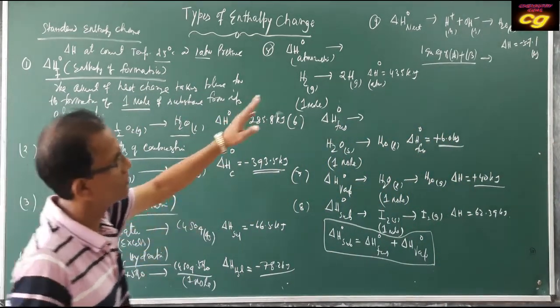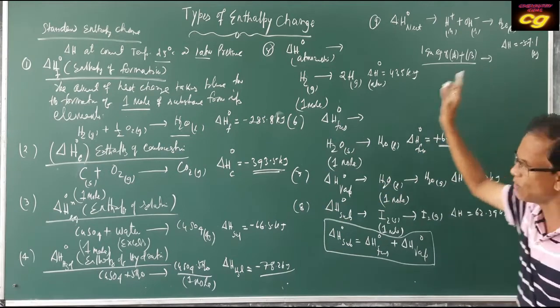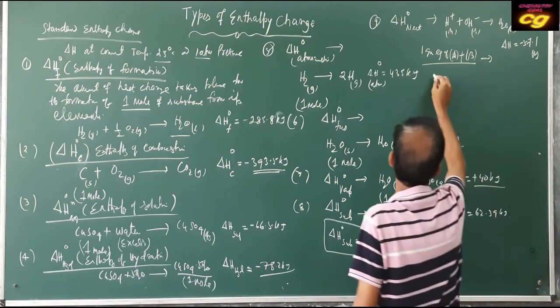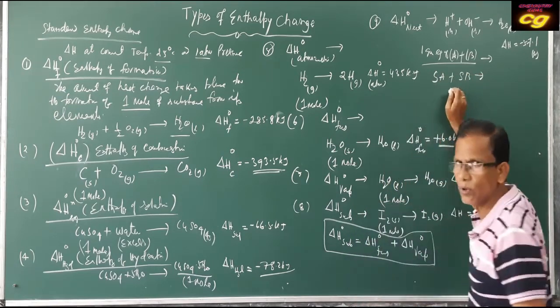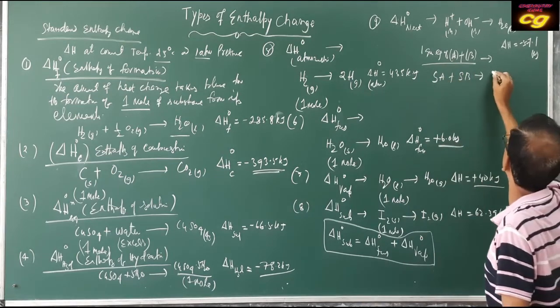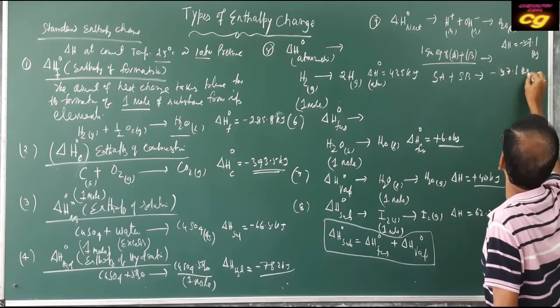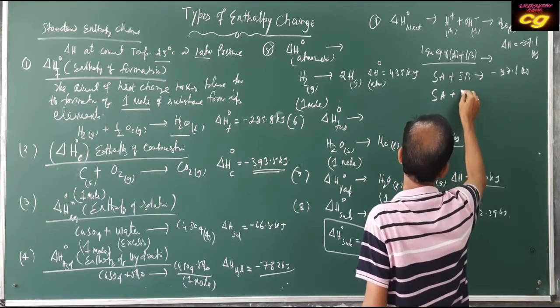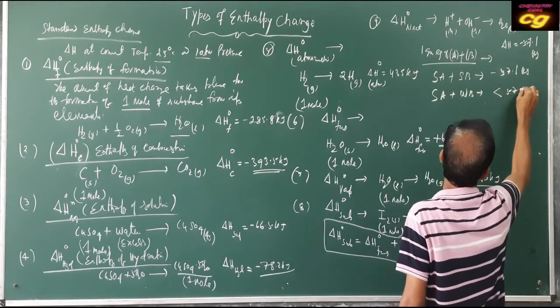But neutralization reaction is always exothermic. Where the minus sign is used, that is exothermic. Where plus sign is used, that is endothermic. So enthalpy of neutralization is always exothermic. But it is observed that for strong acid with strong base, enthalpy of neutralization is always minus 57.1 kilojoule. But if acid is strong and base is weak, the result will be less than 57.1.